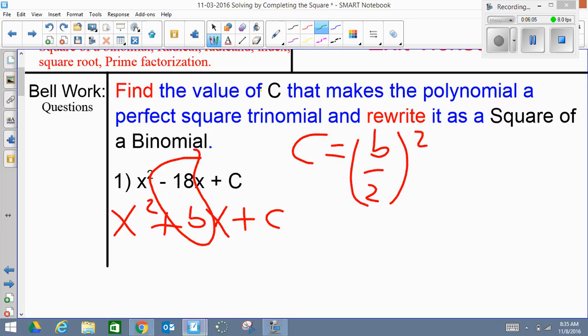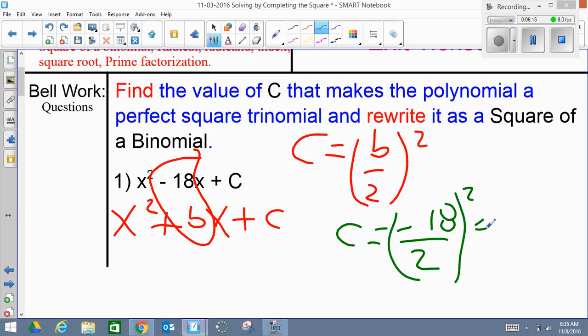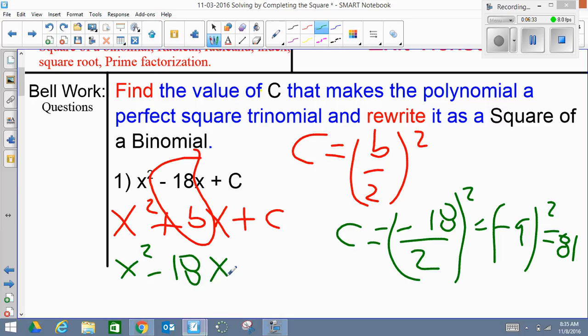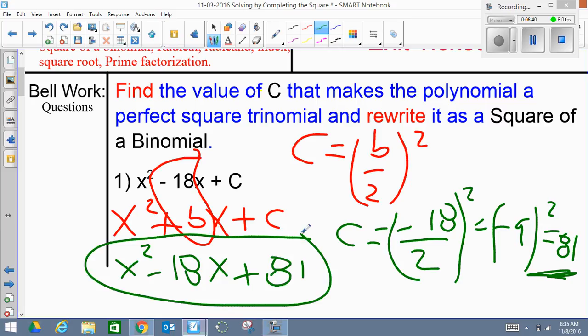So let's find the value of c. c equals b, in my case negative 18, divided by 2, everything to the second power. Negative 18 divided by 2 is negative 9. So I'm going to have negative 9 to the second power, which is 81. So c is equal to 81. Now let me write that: x squared minus 18x plus c, and c is 81. And that's my answer.